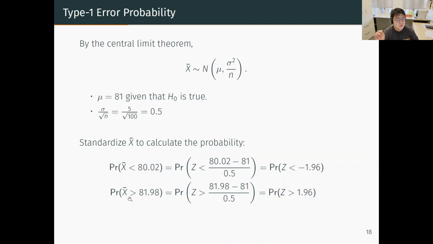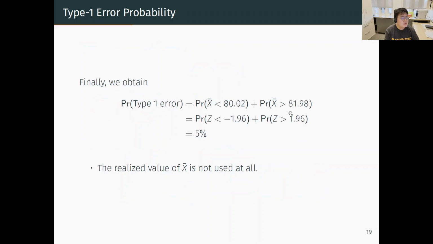You can calculate this from a calculator or Excel, right? You can do the same thing on the other side, tail. The other side tail has greater than 81.98. Then after standardization, you get greater than 1.96. Okay? So it's like symmetric tail probability, so they must be the same. And according to the calculator, if you use Excel, you will get 5%, right? That is type 1 error probability.